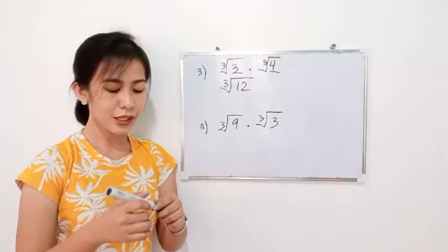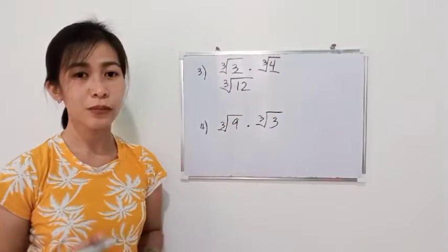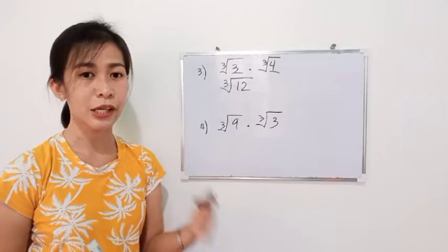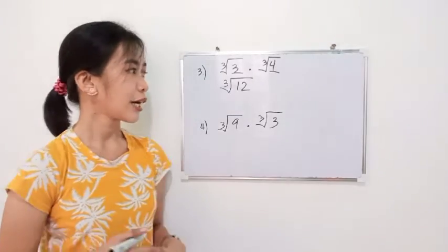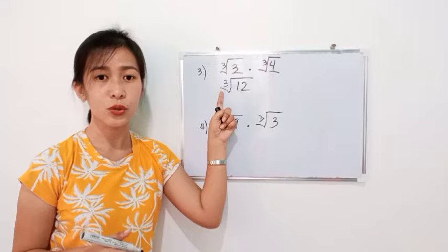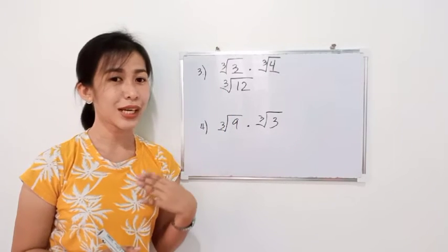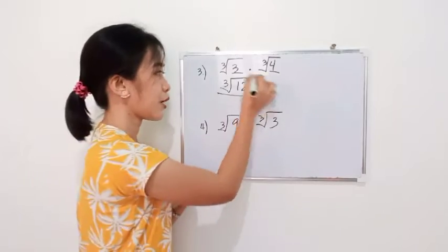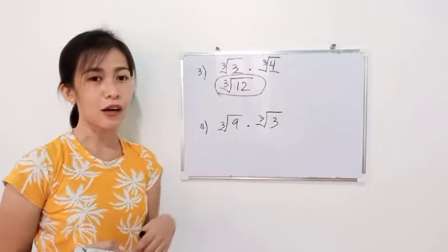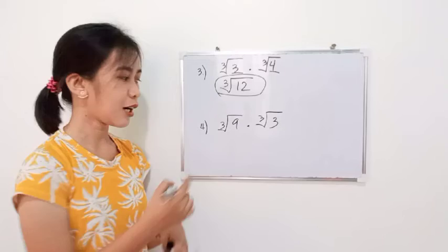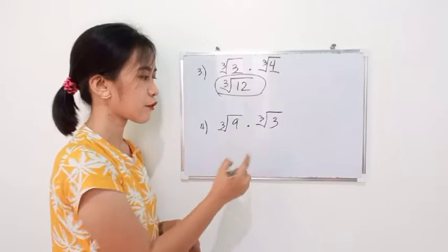Simplified na yan. Kasi, ang factor ni 12 is 4 times 3, tsaka 6 times 2, and vice versa. And si 4 ay hindi naman siyang cube root. Si 3, wala ding cube root. Si 6, wala ding cube root. Si 2, wala ding cube root. Therefore, simplified answer na yan. Cube root of 12.